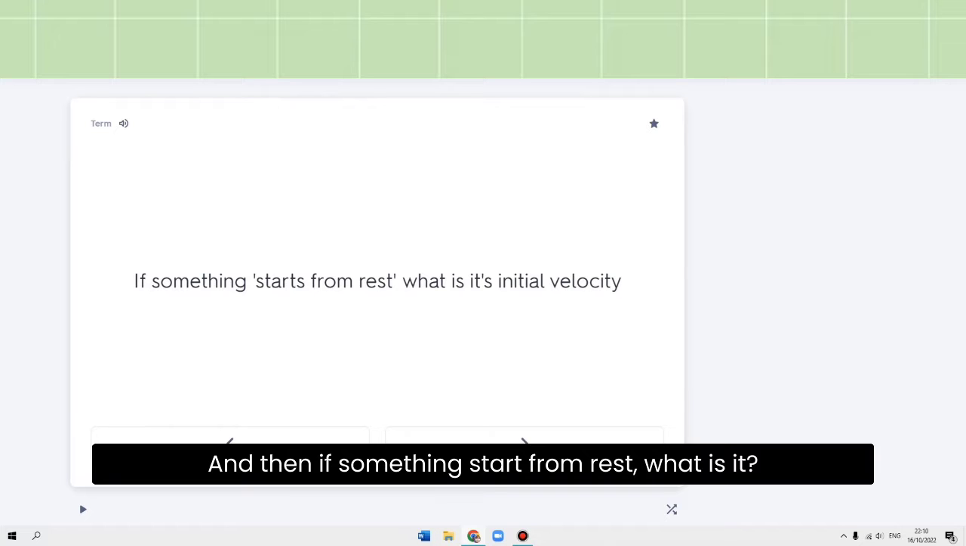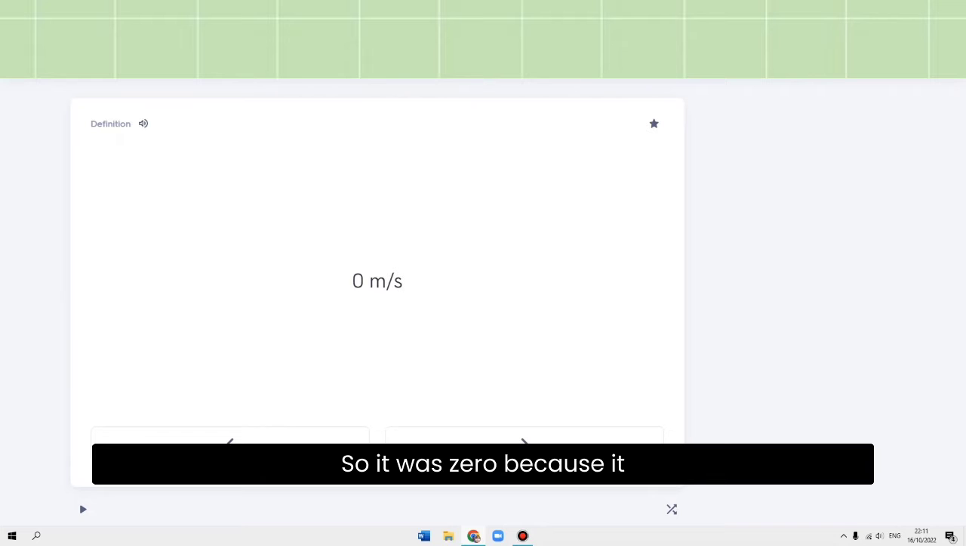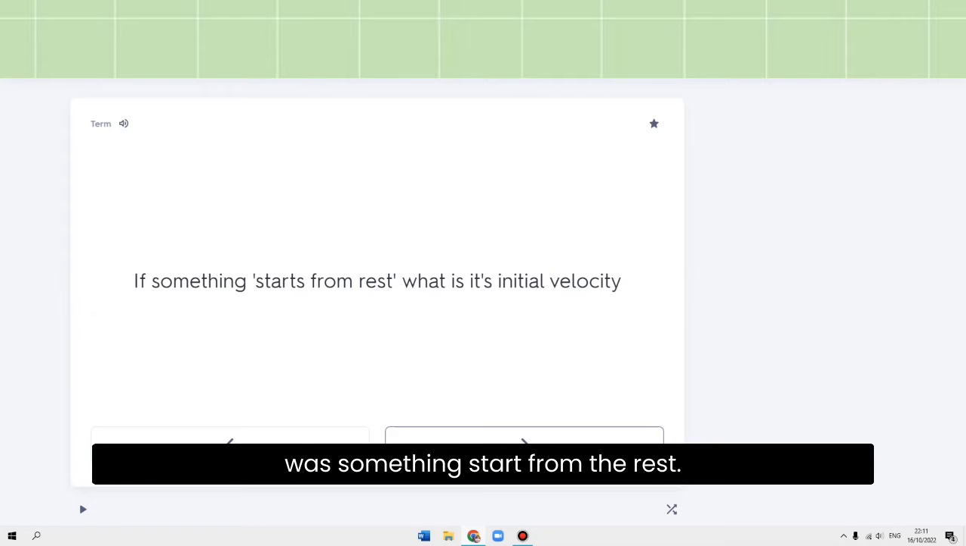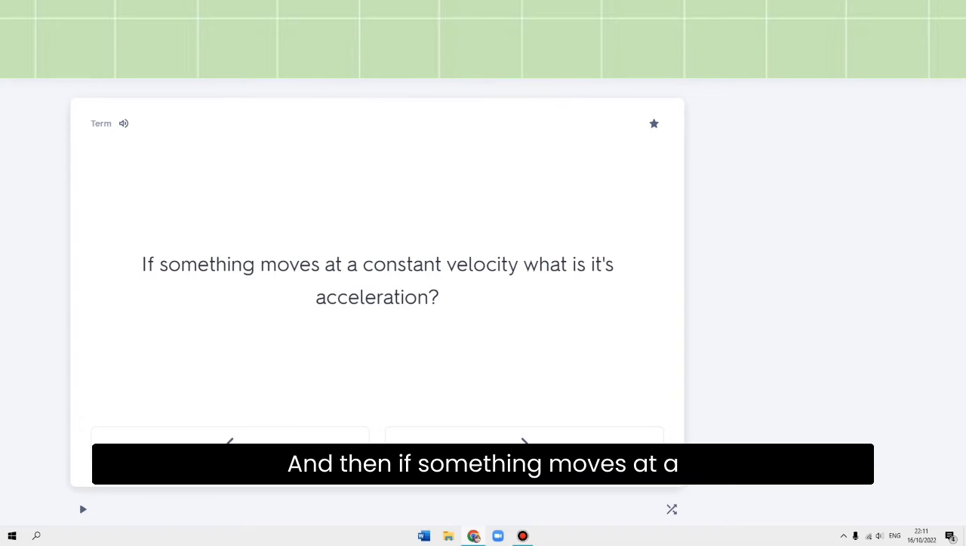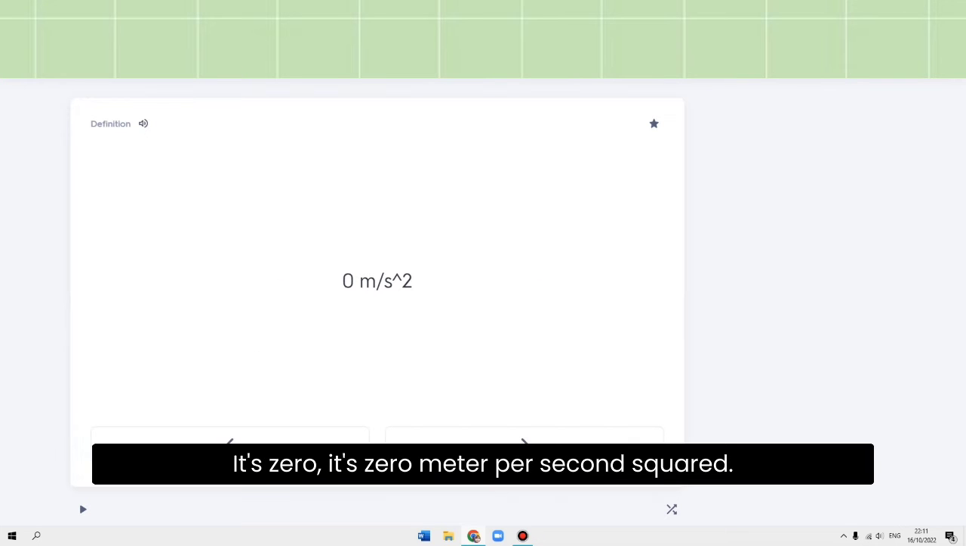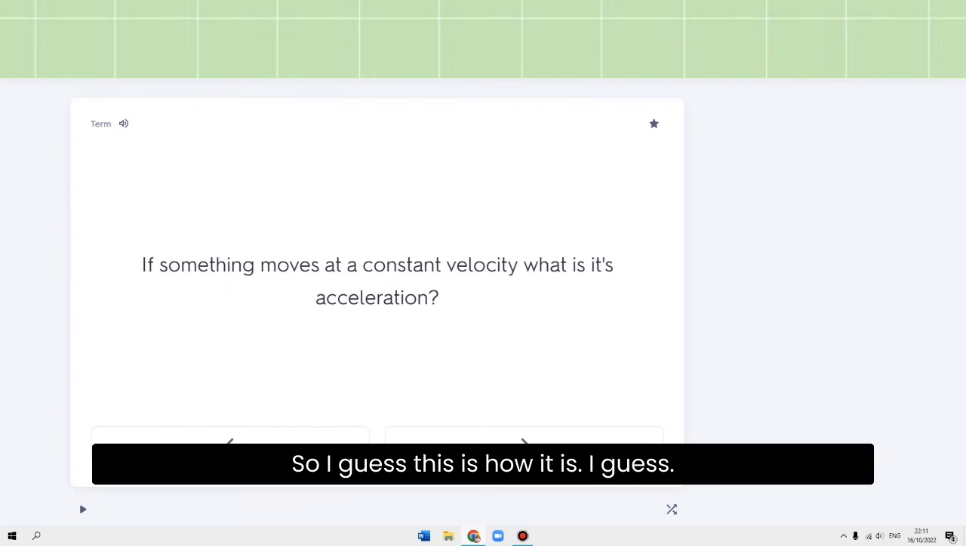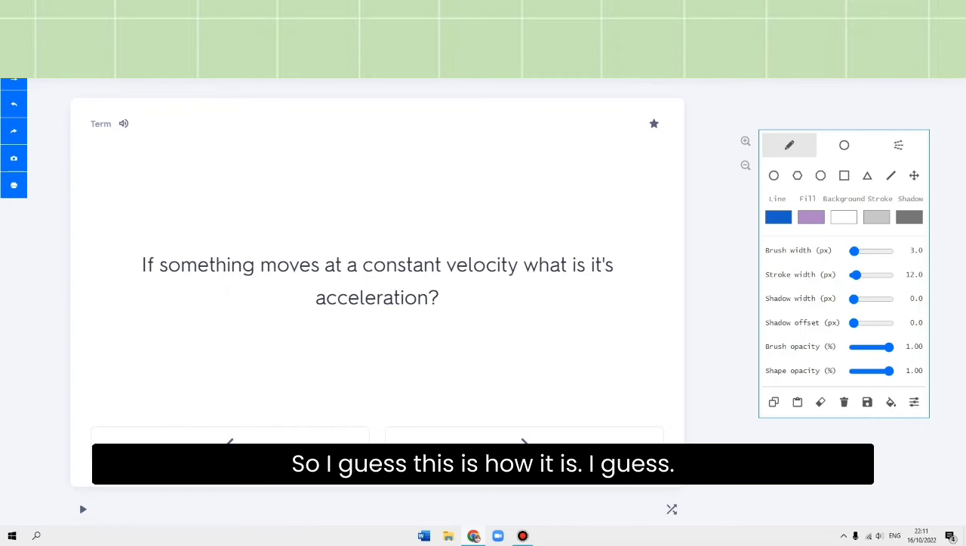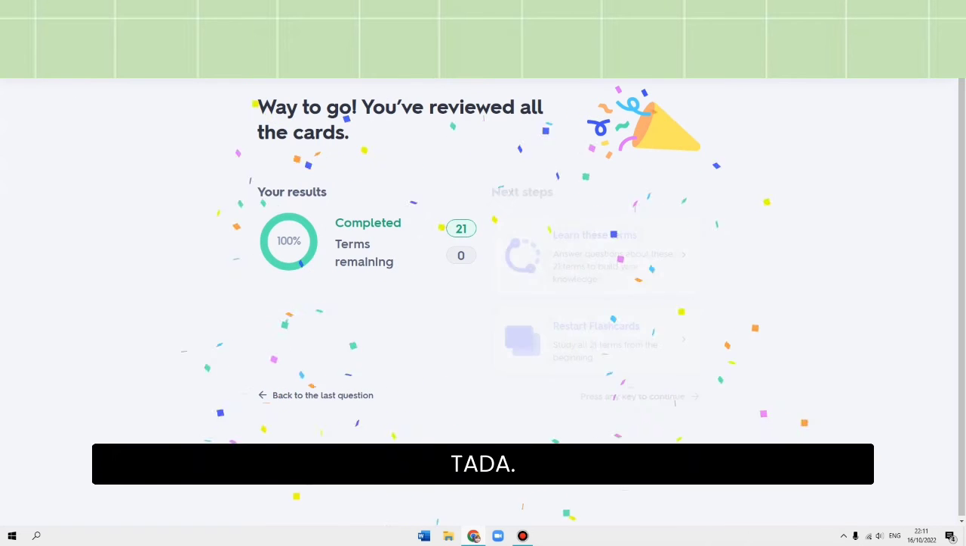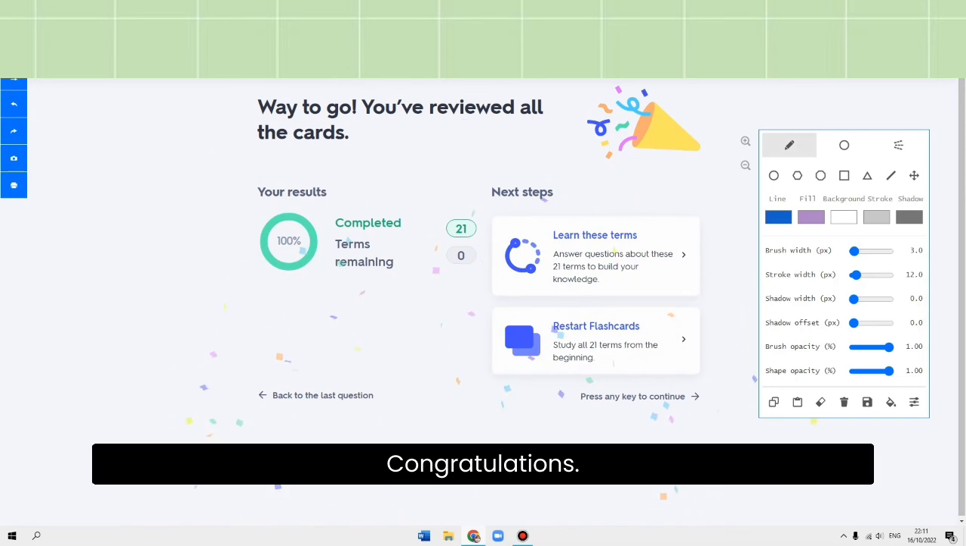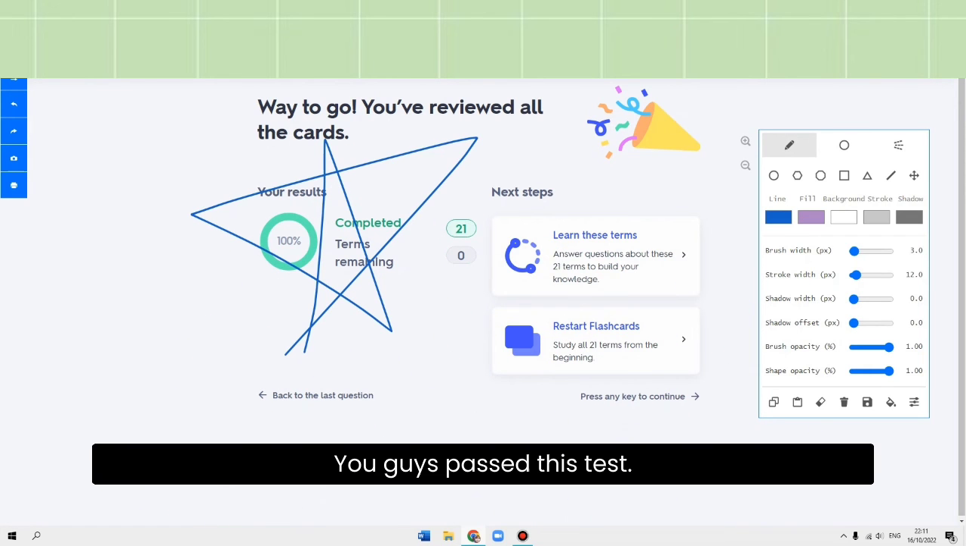If something starts from rest, what is its initial velocity? It is 0, because it starts from rest. If something moves at a constant velocity, what is its acceleration? It's 0 meters per second squared. So I guess that's just how it is. Ta-da! Congratulations, you guys passed this test.